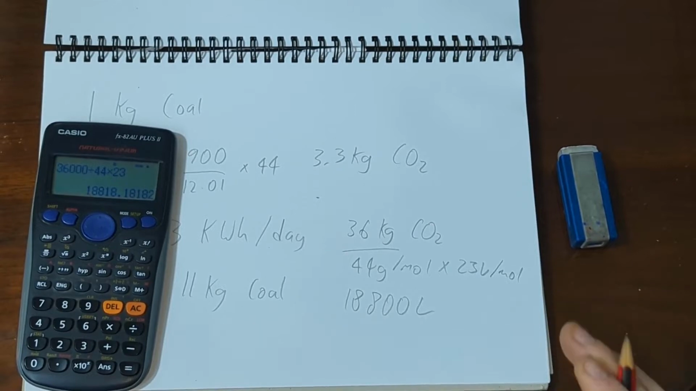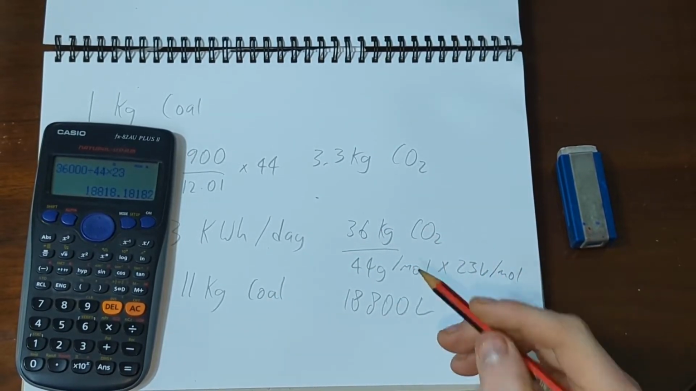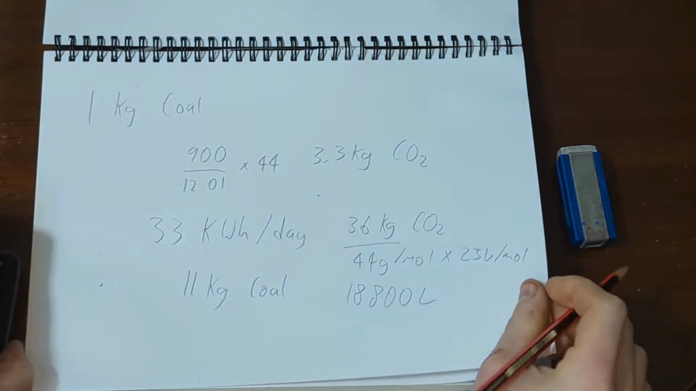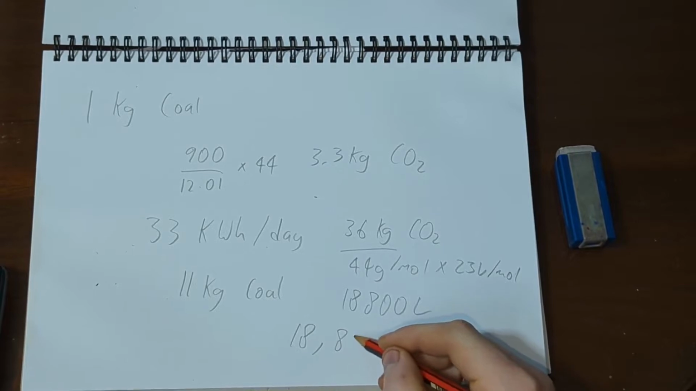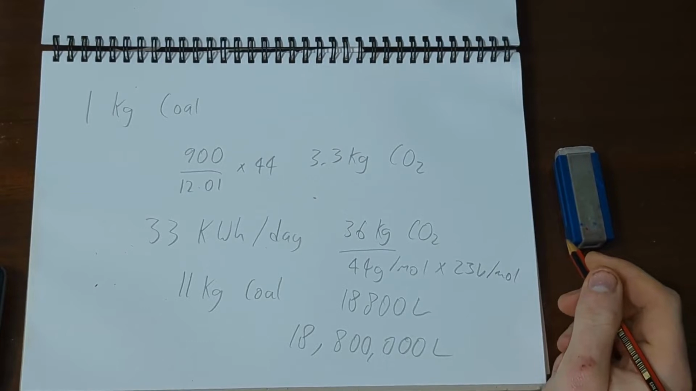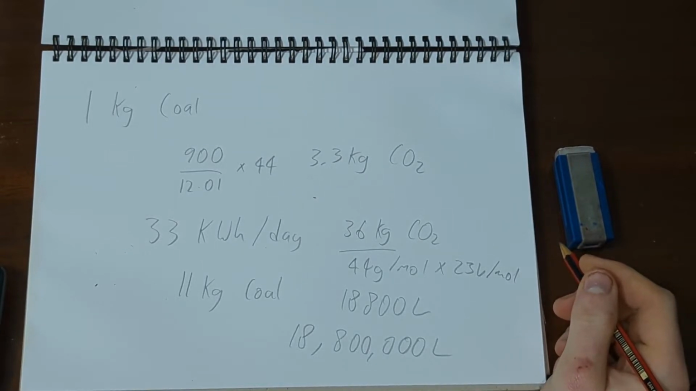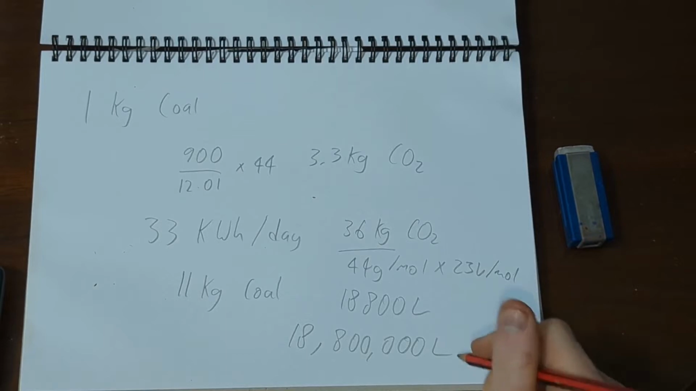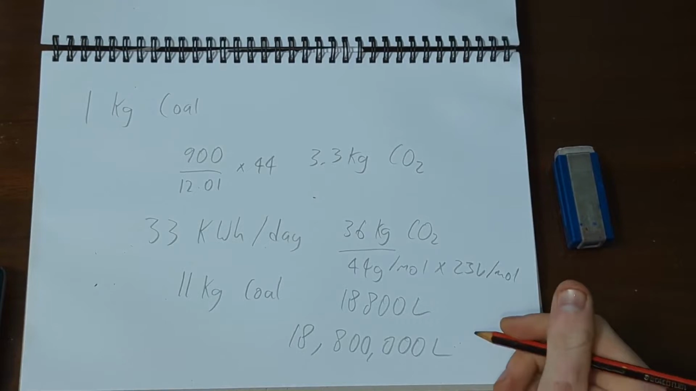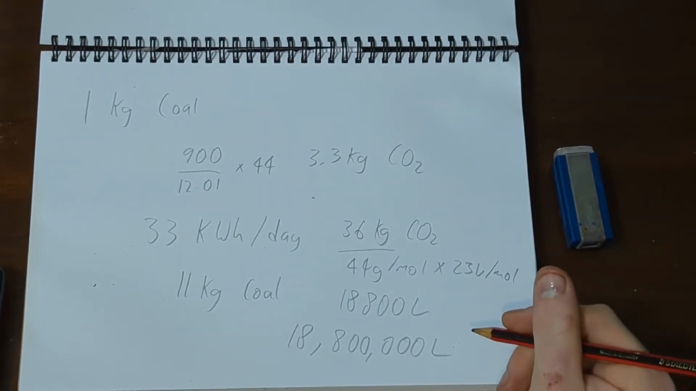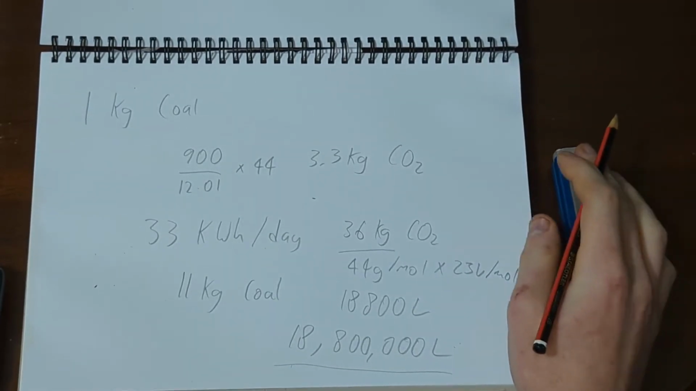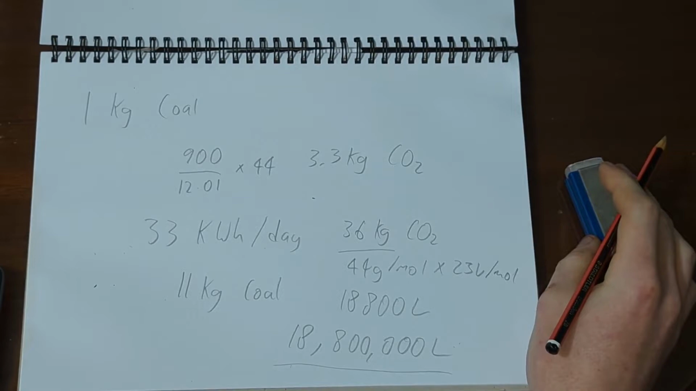Carbon dioxide is only 0.1% of the atmosphere. So this is as much carbon dioxide as is in 18,800,000 litres of air. 18,800,000 litres of air per day. This is how much carbon dioxide the average household puts out. Not cars, just the houses. 18 million litres per day.